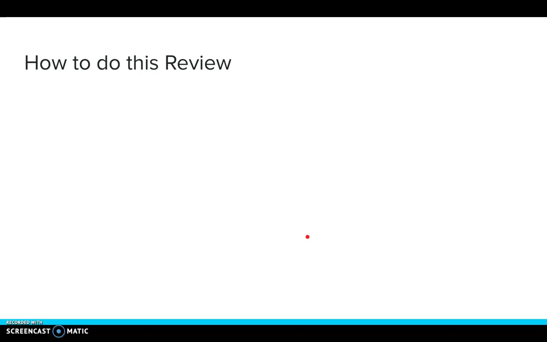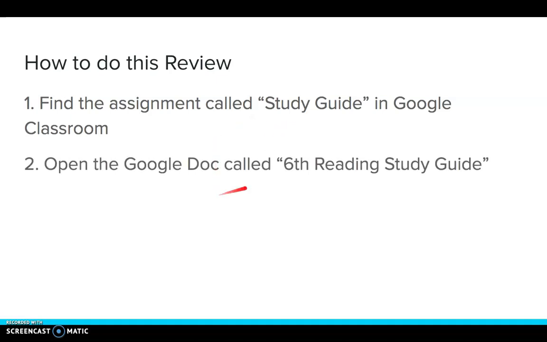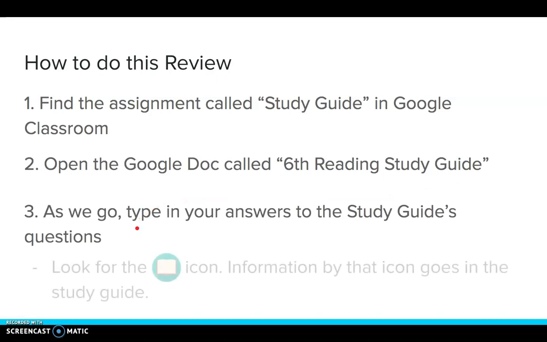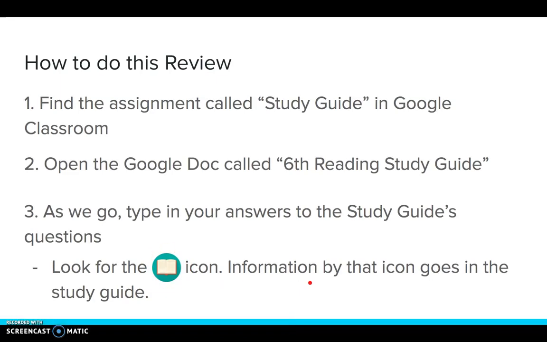Now remember, to do this review, go to the assignment called Study Guide in Google Classroom, open up the Google Doc that's attached to it called 6th Reading Study Guide, and as we go, type in your answers to the study guide's questions. Look for this book icon as I go through these PowerPoints. Information by that icon goes into the study guide.